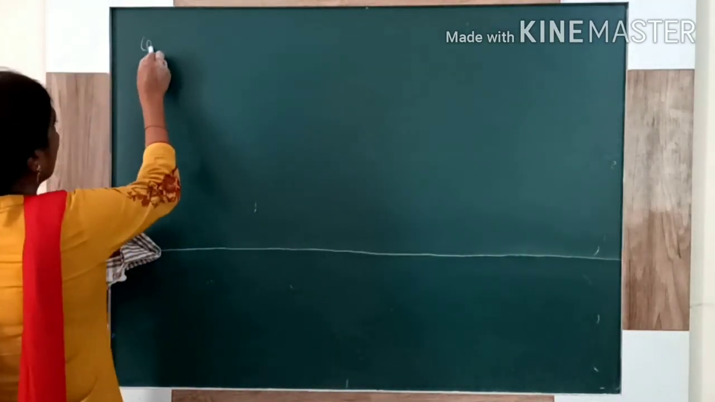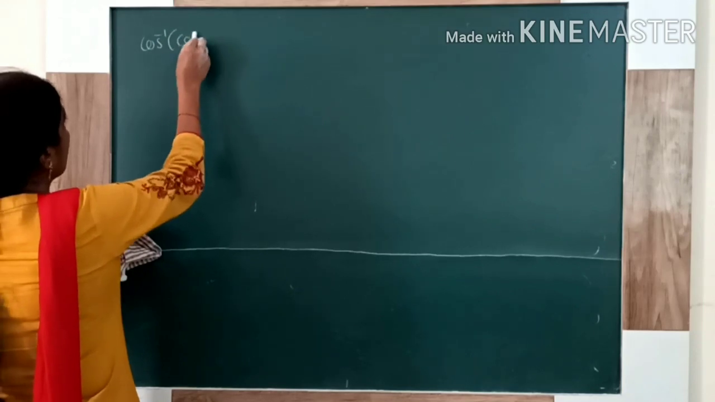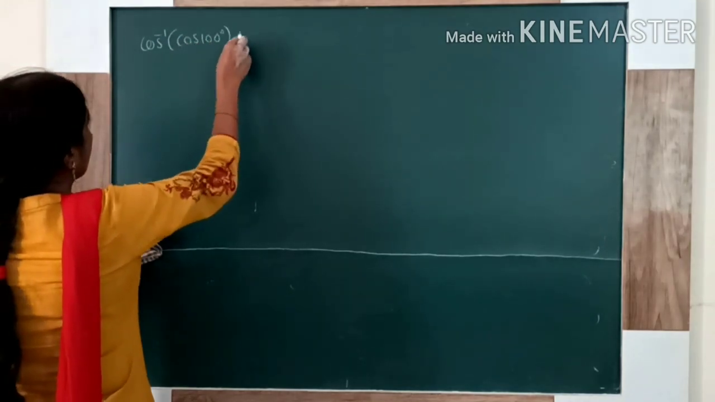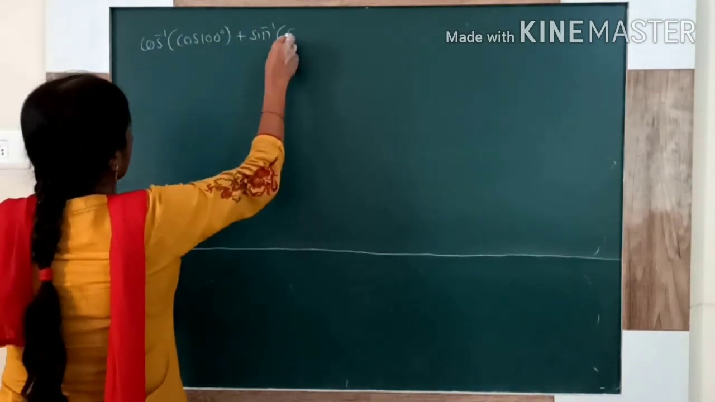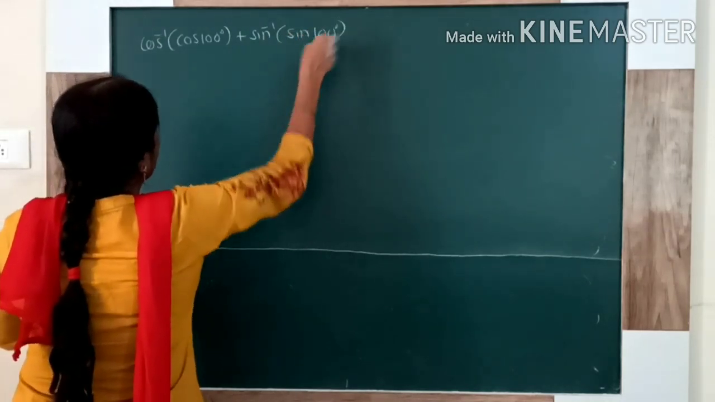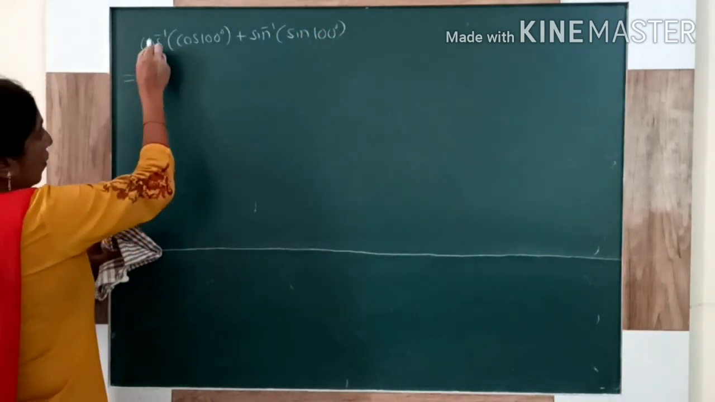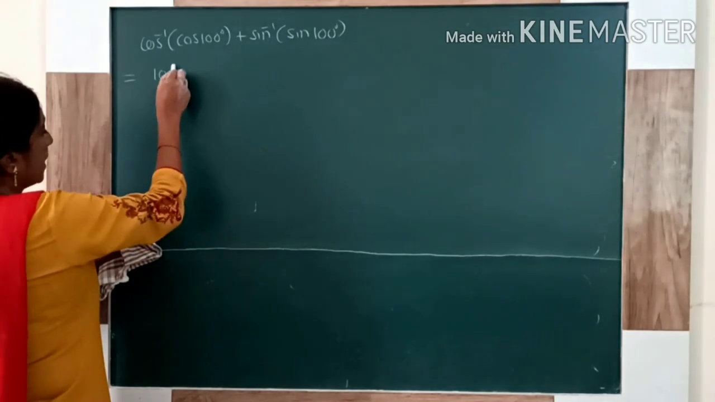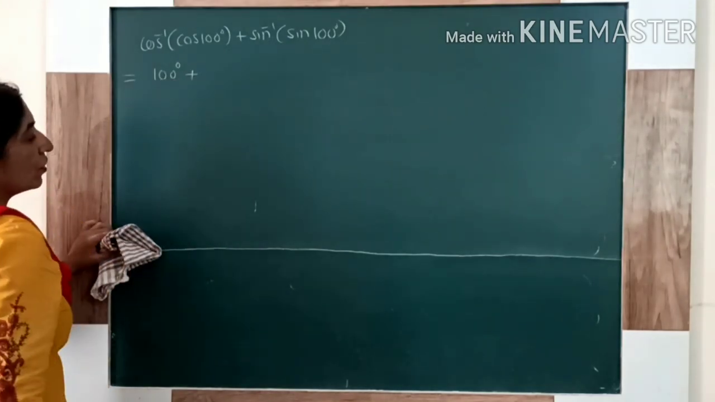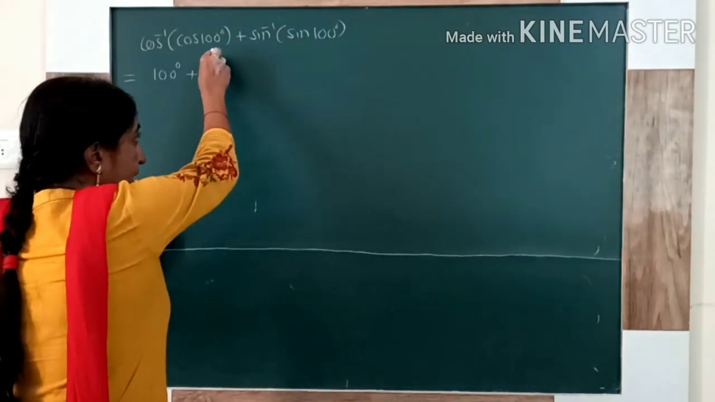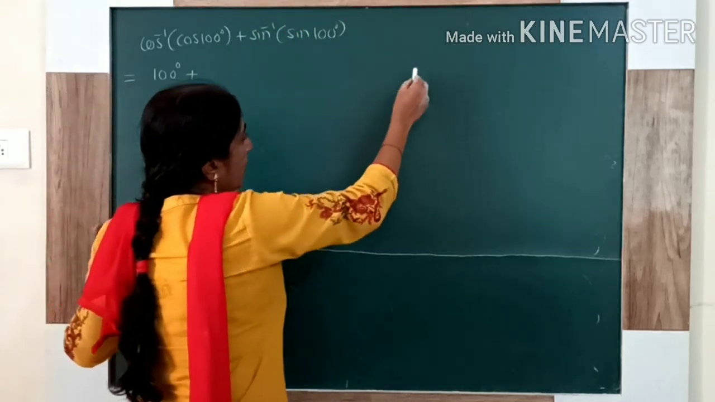Find the value of cos inverse of cos 100 degree plus sin inverse of sin 100 degree. So you know that cos inverse of cos 100 degree you can directly write as 100 degree, because it is between 0 and 180 degree. But here you cannot write 100.